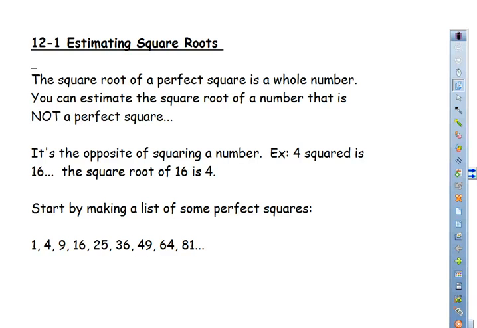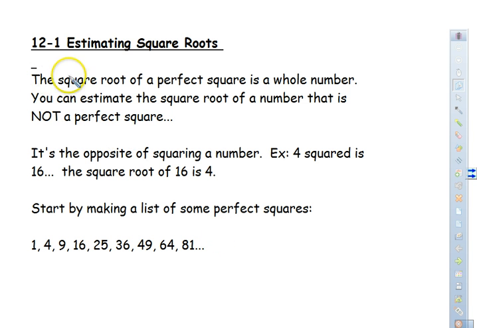Alright, today is 12-1, estimating square roots. First of all, go ahead and hit pause and copy down this information. We'll discuss it further. So go ahead and hit pause.